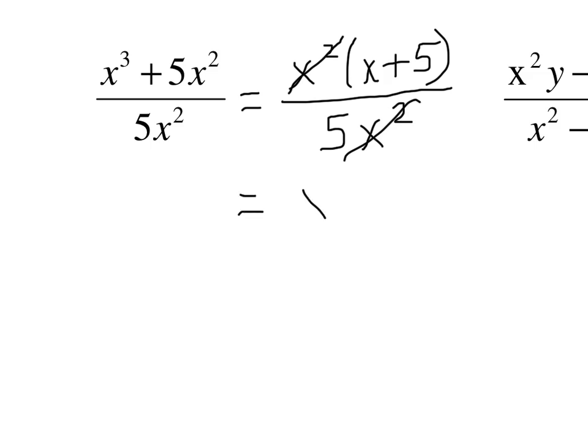That leaves us with x plus 5 over 5. Now somebody out there is saying, hey, let's cancel those 5's. No. This 5 in the numerator is a term. It is separated through addition from the x, and so you cannot cancel it. Let me show you why.